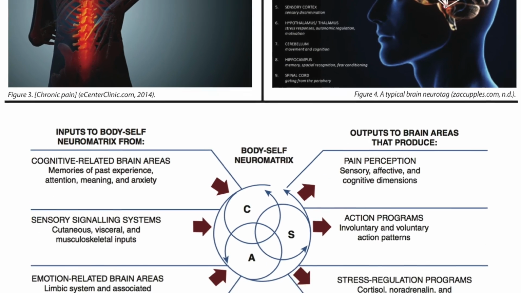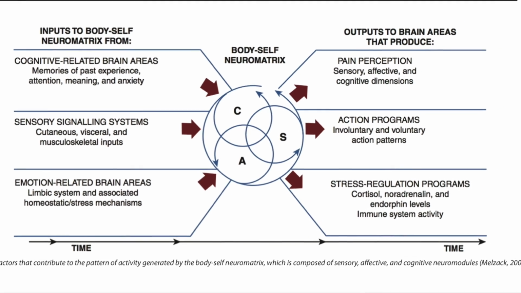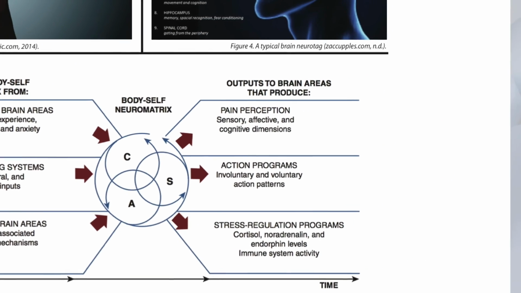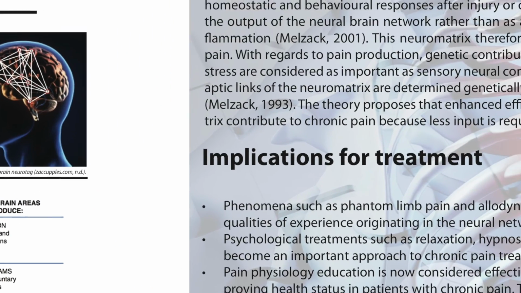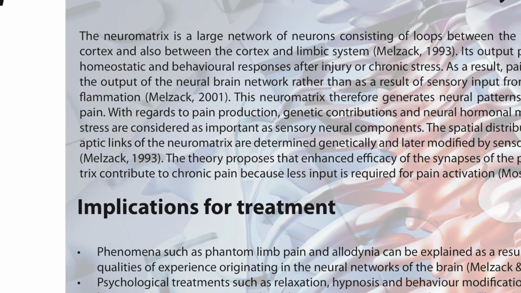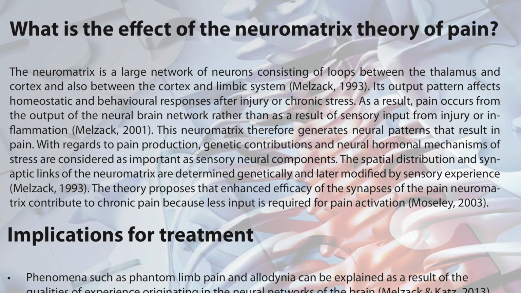Figure 5 shows the factors that contribute to the patterns of activity generated by the body self neuromatrix, which comprises sensory, affective, and cognitive neuromodules. The output patterns from the neuromatrix produce the multiple dimensions of pain experienced as well as concurrent homeostatic and behavioural responses. So what is the effect of the neuromatrix theory of pain?